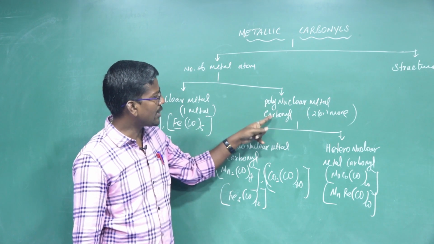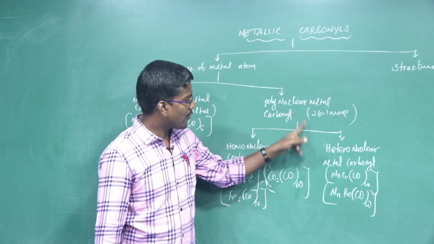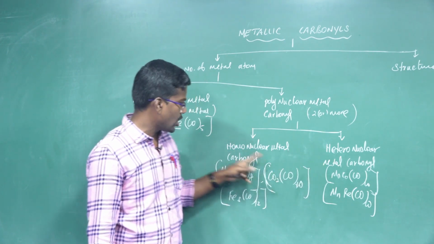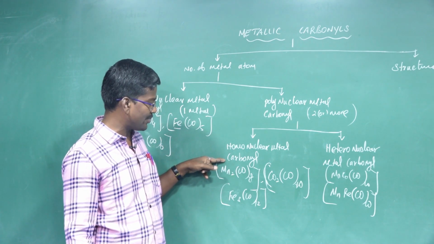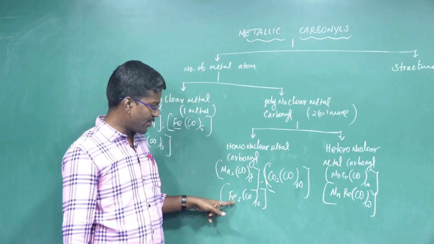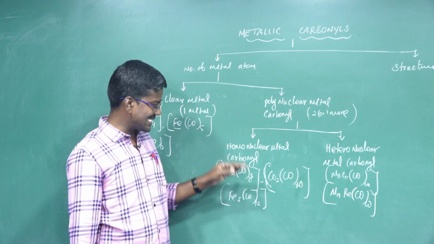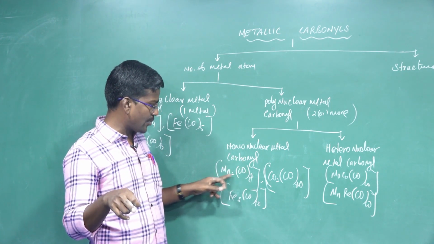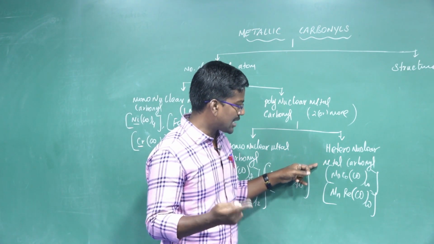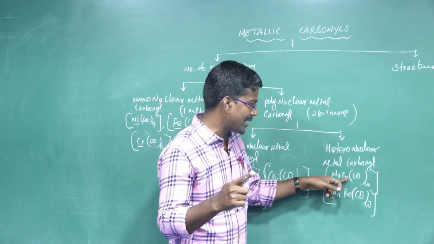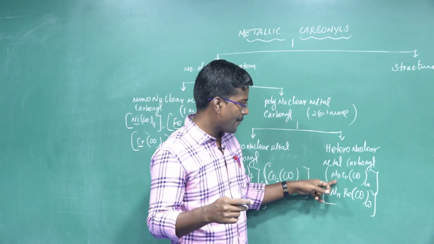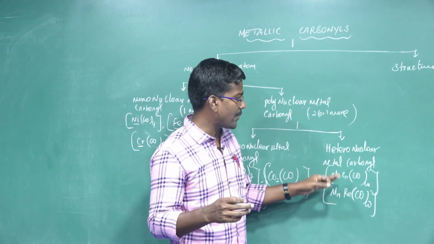So polynuclear metal carbonyl, which contains two or more metals, is further classified into two types: homonuclear metal carbonyl and heteronuclear metal carbonyl. The homonuclear examples are Mn2(CO)8, Co2(CO)10, Fe3(CO)12. These complexes contain the same kind of metal: two manganese, two cobalt, three iron. The heteronuclear metal carbonyl contains different metals, such as manganese and cobalt, or manganese and rhenium.